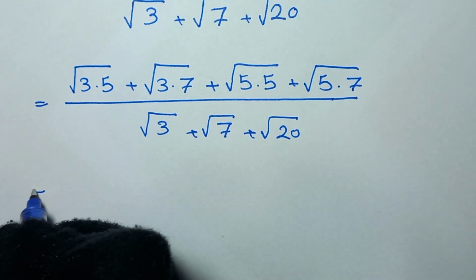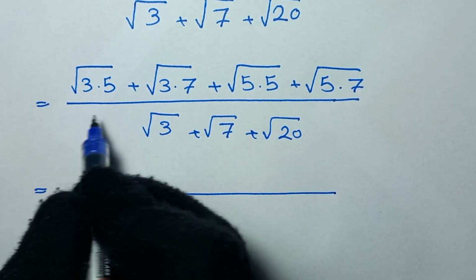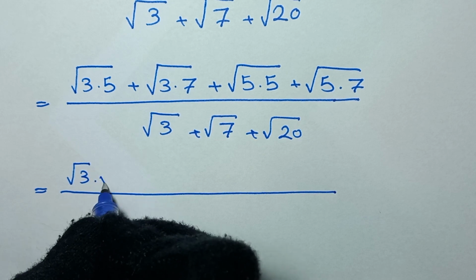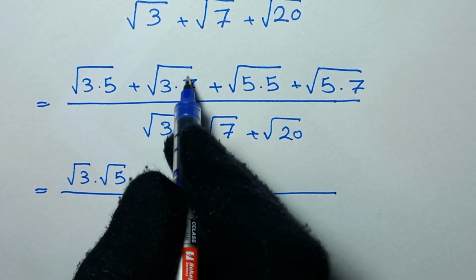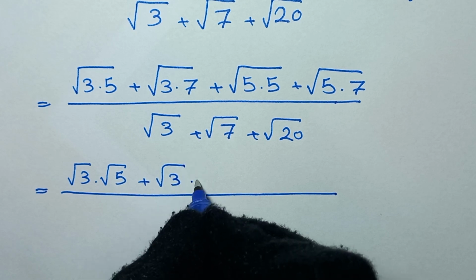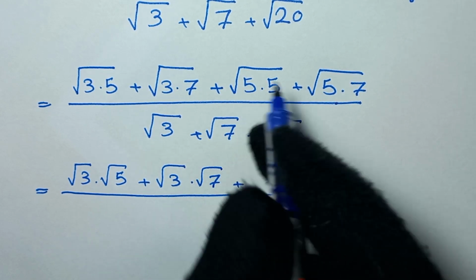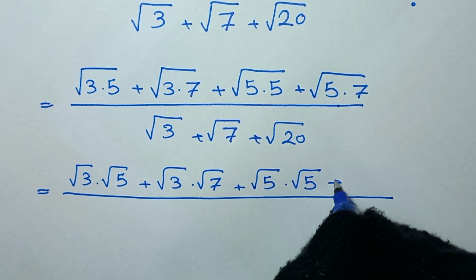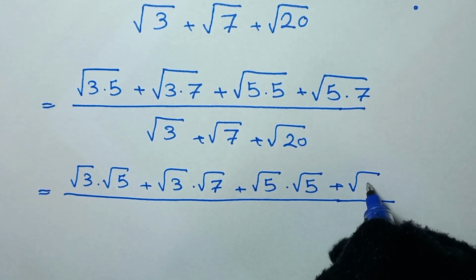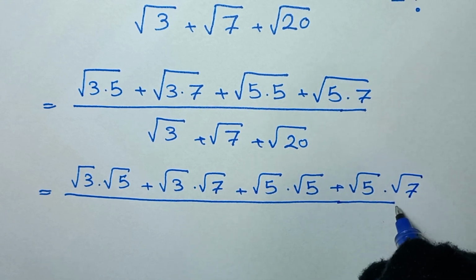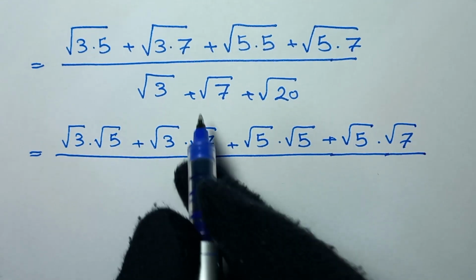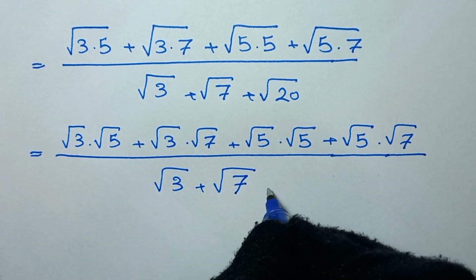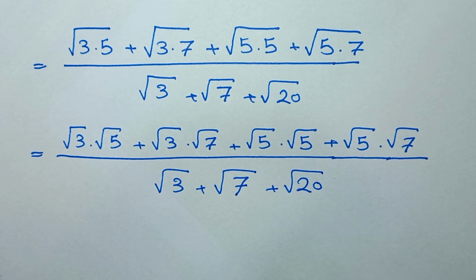And in next step, in here we can write square root of 3 times 5 as square root of 3 times square root of 5. Also for here, square root of 3 times square root of 7. And in here, square root of 5 times square root of 5. And for this, square root of 5 times square root of 7. And over square root of 3 plus square root of 7 plus square root of 20.